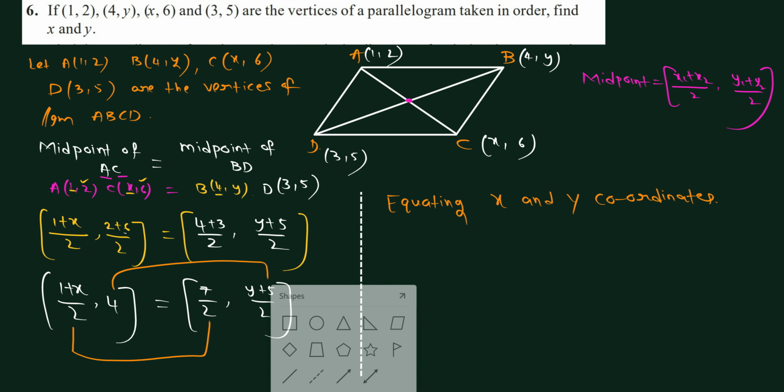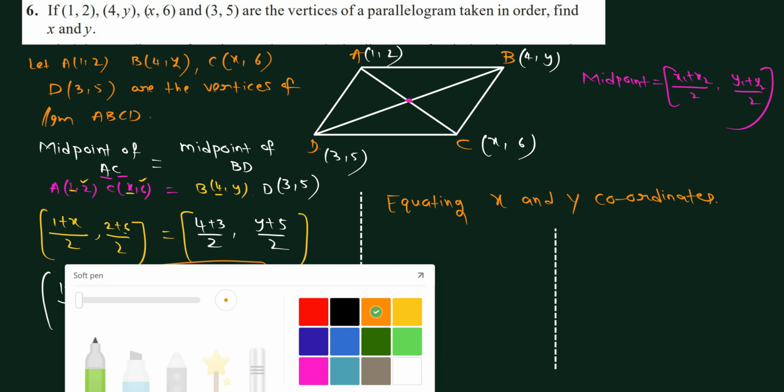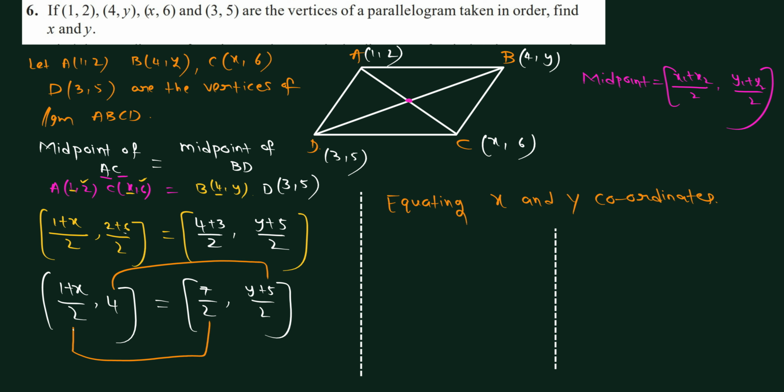First you equate the x coordinates. Here we have the x coordinate (1 plus x) by 2 and here 7 by 2. So (1 plus x) by 2 equals 7 by 2. Both sides the 2 gets cancelled. Then 1 plus x equals 7. Then x equals 7 minus 1. Then x equals 6.